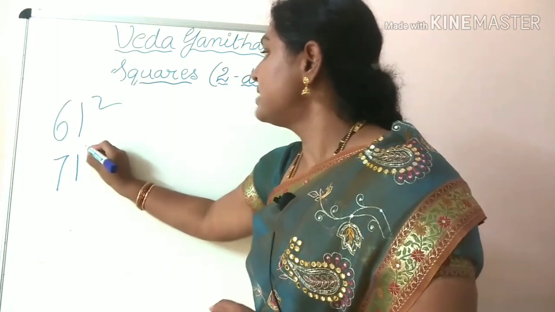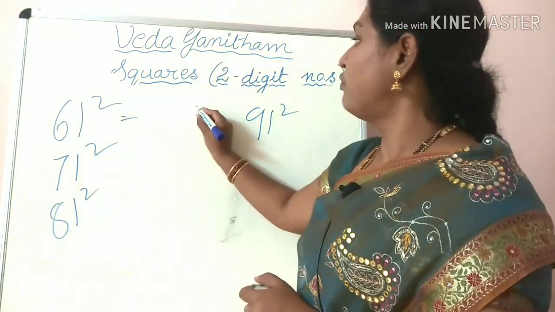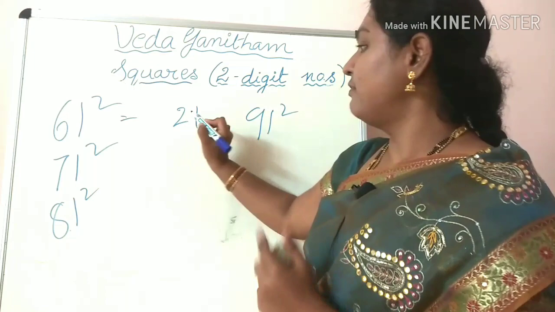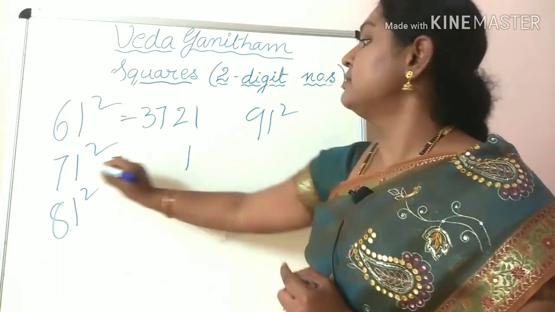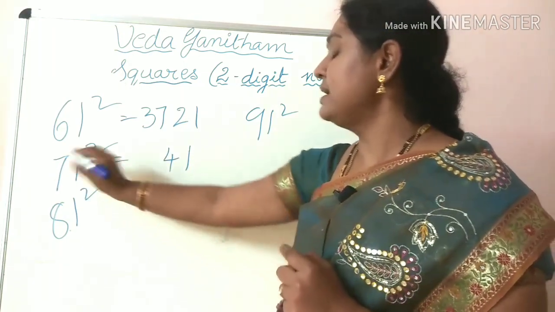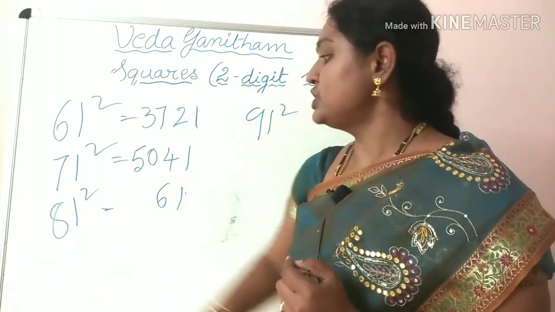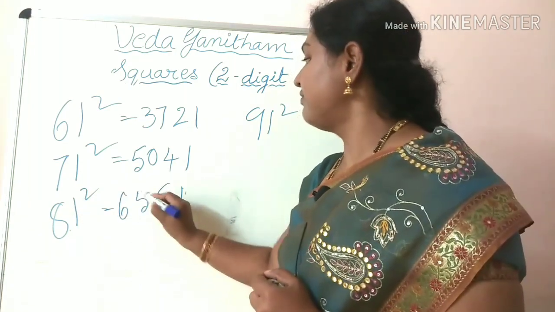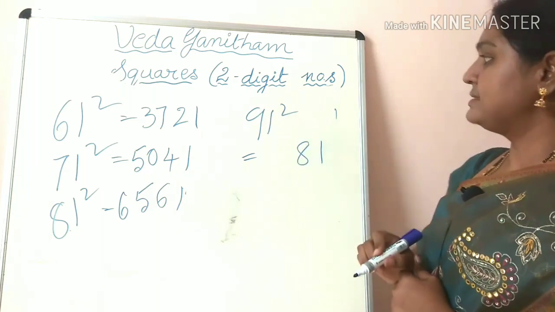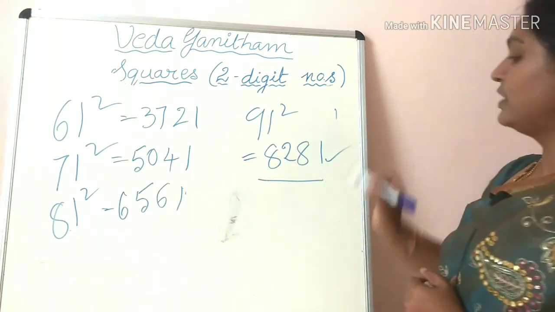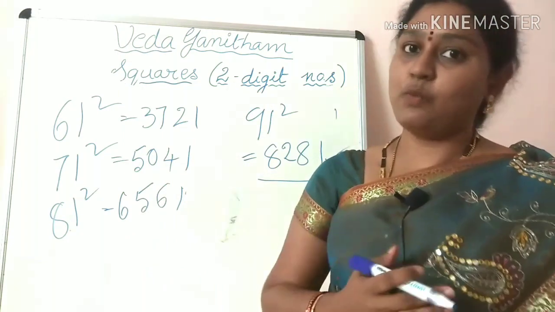61 square, 71 square, 81 square, 91 square. 1 will be at the end. 6 plus 6, 12, 1 will be kept as carry. 6 sixes are 36 plus 1, 37. 7 plus 7, 14, 1 as carry. 7 sevens are 49 plus 1, 50, 1. 8 plus 8, 16, 8 into 8, 64 plus 1, 65. And here 1, 9 into 9, 18, 9 nines are 81 plus 1, 82. Like this we can do the squaring of double-digit numbers that end with 1.